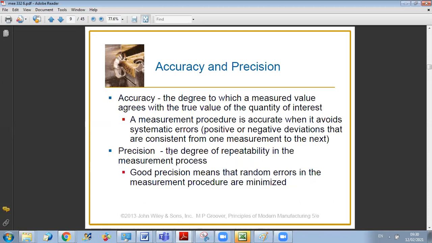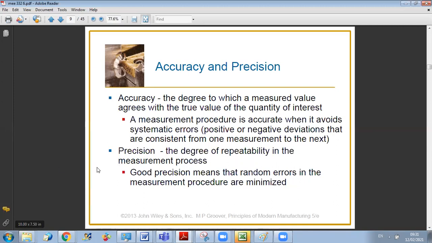On the other hand, precision is the degree of repeatability in the measurement process. So let's say I measured several times and got close results. This means that I have good precision, but this does not mean I have good accuracy. Because sometimes, in experiments, you need to tune your experimental equipment. If it's not tuned well, it will give you the same repeated result, but it is far from the actual result. So in measurements, we try to have both accuracy and precision.